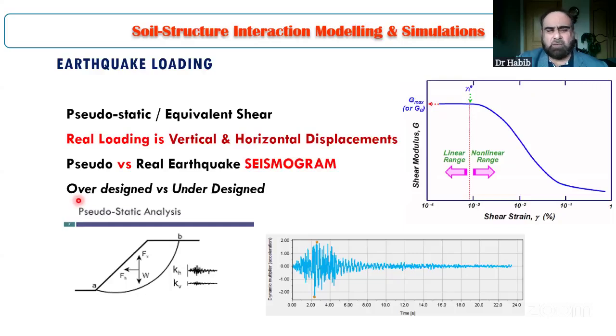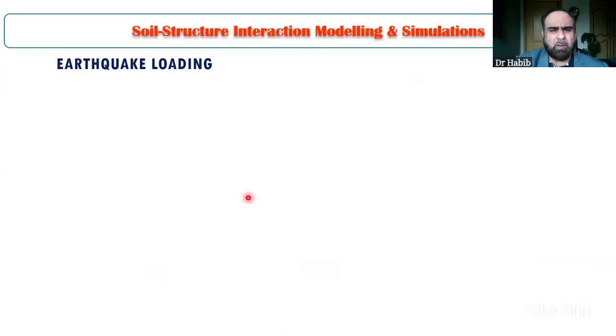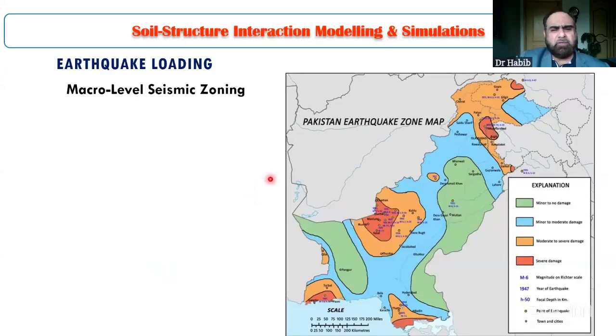I'm saying we can be over designing through the adoption of pure empirical techniques, or we can be on the unsafer side as well. The other fundamental difference is that in empirical based methods, we are considering just the macro level seismic zonation. This is the Pakistan map, which is showing earthquake zoning. We can have different versions of these, but the concept I want to highlight is that we have bigger zones over here, and we are assuming one acceleration for this big zone.